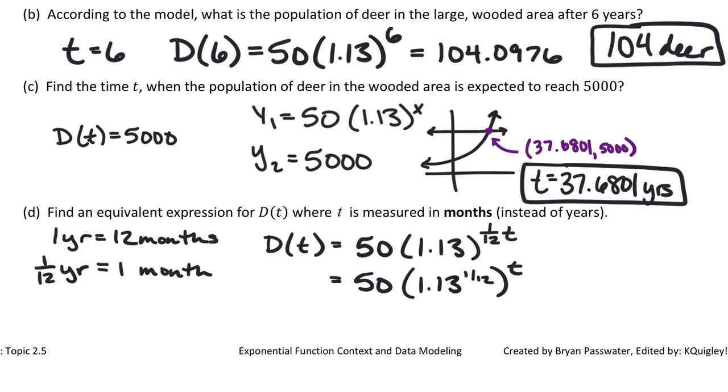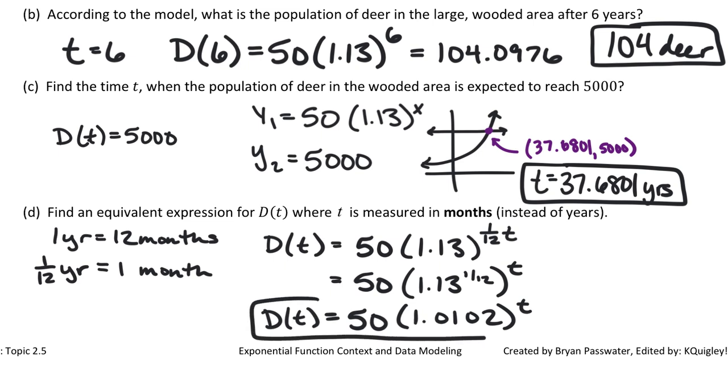So we would go to our calculator, and we would do 1.13 raised to the 1/12 power. And our new value for our base, with our change of base, notice the initial value did not change, is 1.0102 raised to the t power. That's our new function in terms of months instead of in terms of years. Oh, you can't see what I'm writing.